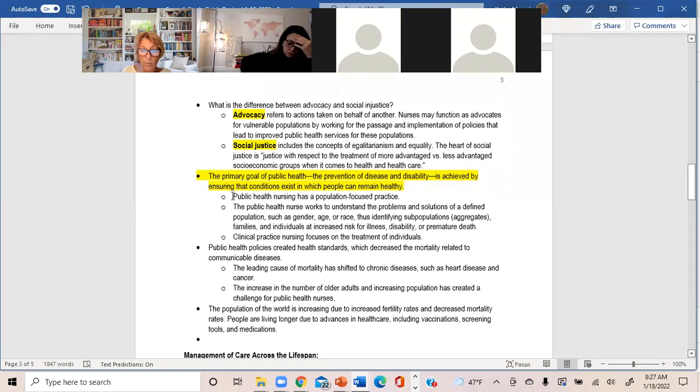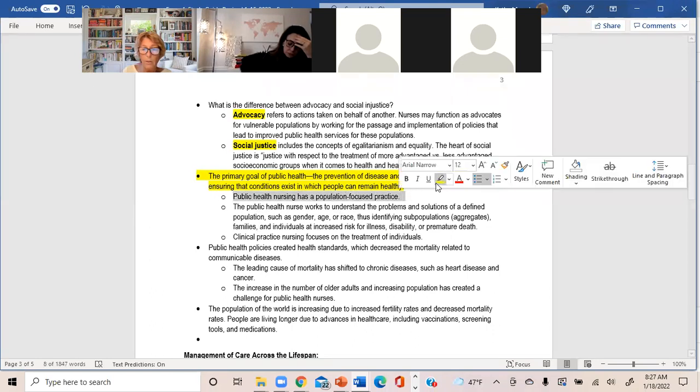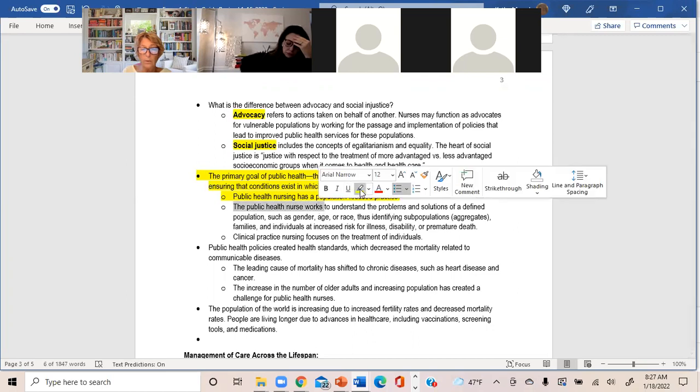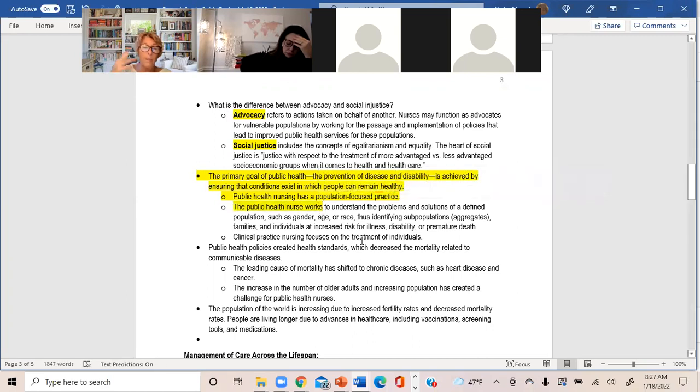This is public health nursing is population focused. Right? Here's your what does the public health nurse do? That's one of your objectives. Here's your answer. Okay, so the objectives are following along with the study guide, which is following along with the exam. Make sense? I can't connect the dots any more simply than that. Okay.